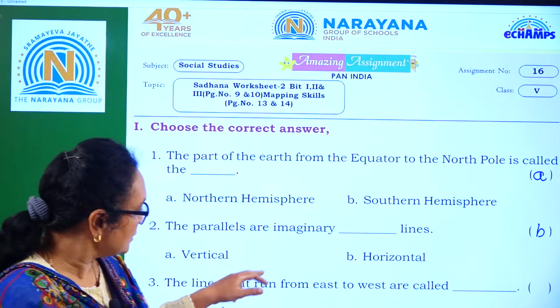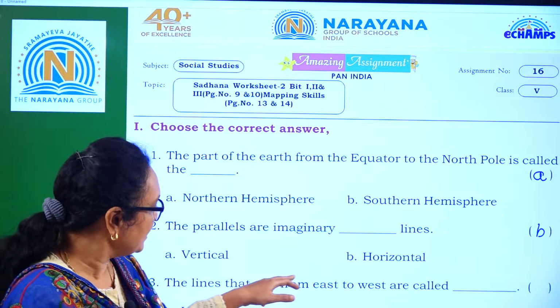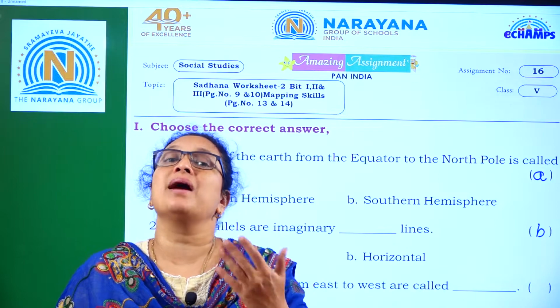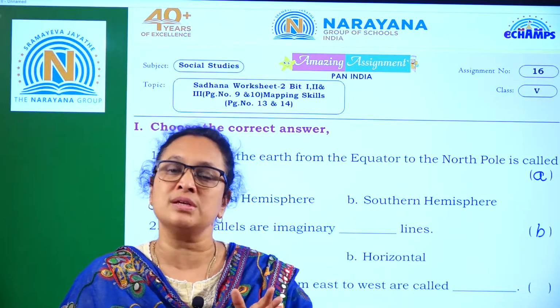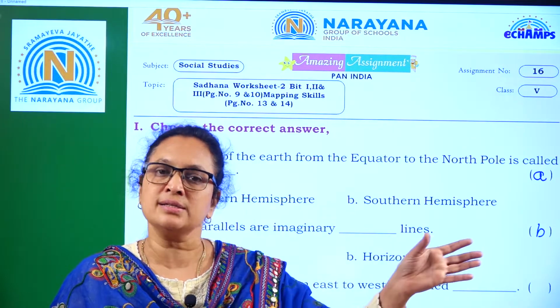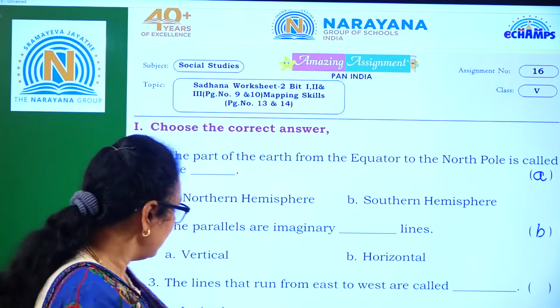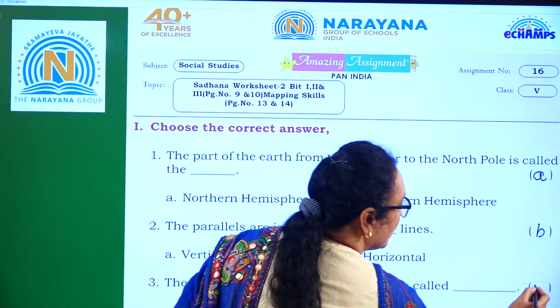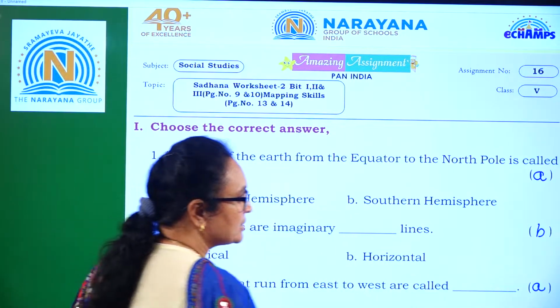The lines that run from east to west are called. Okay. It is an imaginary line. The imaginary line which runs from east to west is latitude. That is latitudes or small circles, or horizontal lines. Let us see, we have latitude. Yes, it is latitude. A is the answer. Is it clear children? Let us go for the next slide.